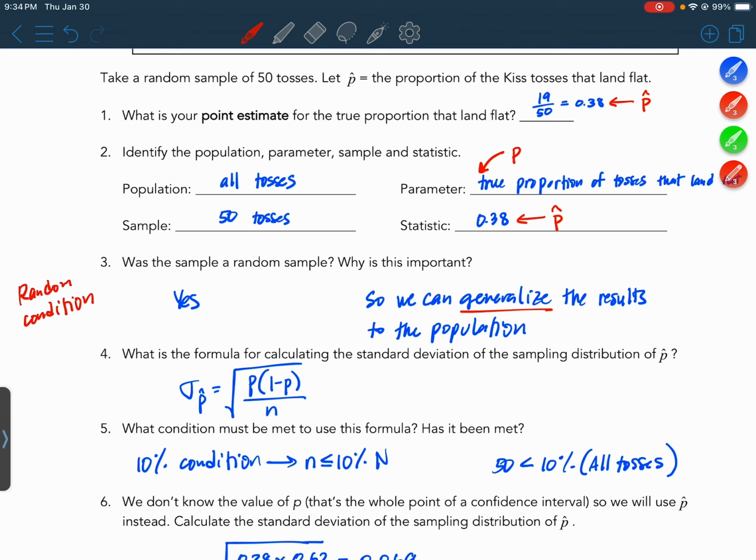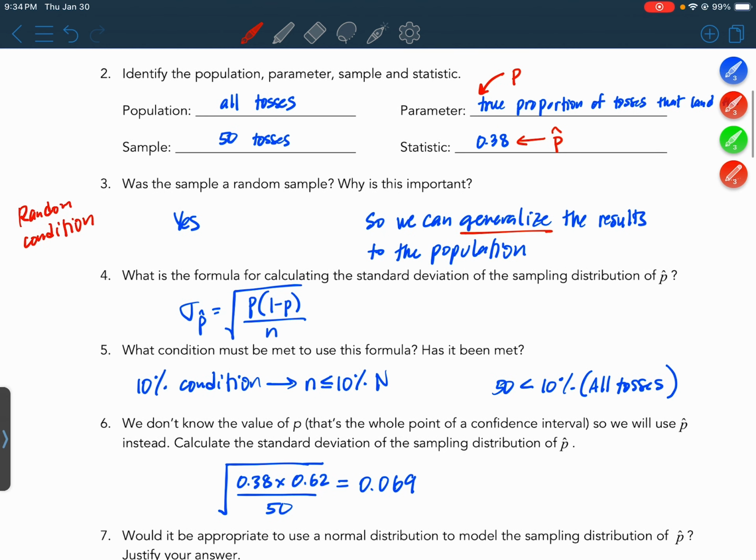This is just one of the things that has to be met in order for us to create a confidence interval. All right, question number four, what's the formula for the standard deviation? You can look on the back wall at the Reese's Pieces poster, and you can get the formula off that poster there.